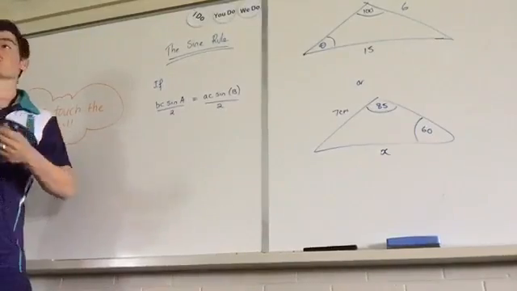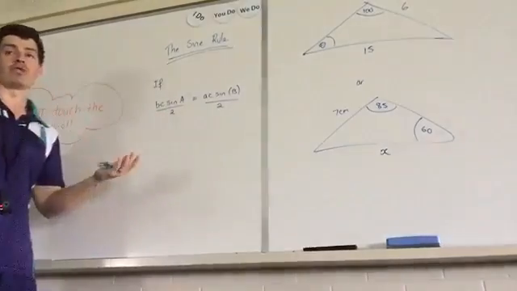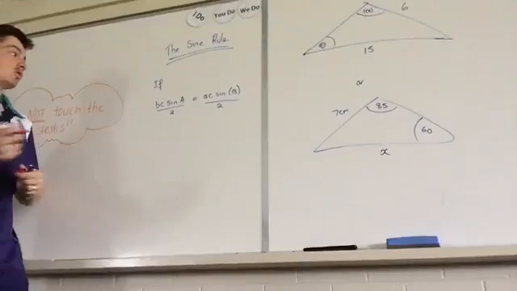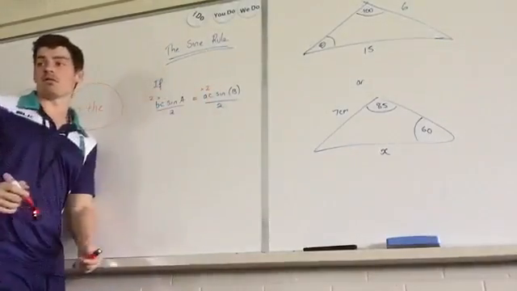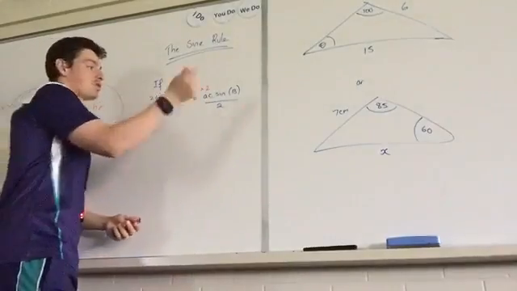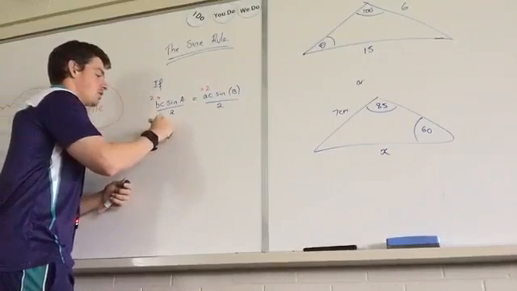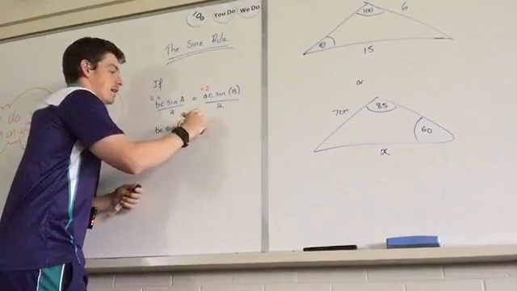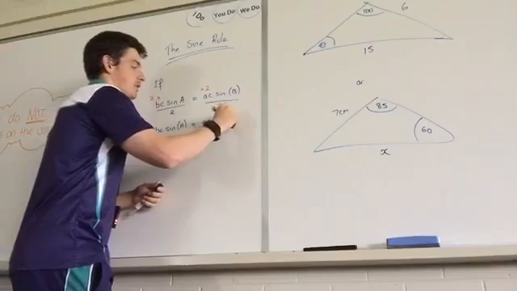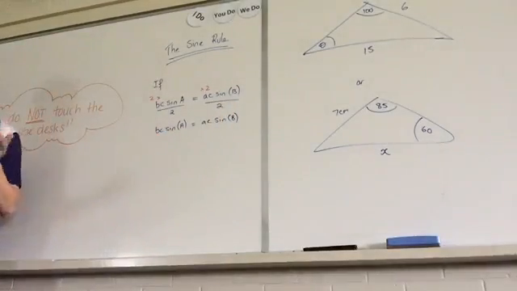I'm going to try and get it so I've got all my A's on one side and all my B's on the other side. So I'm just going to rearrange this equation. The first thing I'm going to do is multiply both sides by 2. Can I do that? So I'm going to do it to both sides. What happens to the 2's now? They cancel out. I'm left with BC sine A equals AC sine B. All good with that?